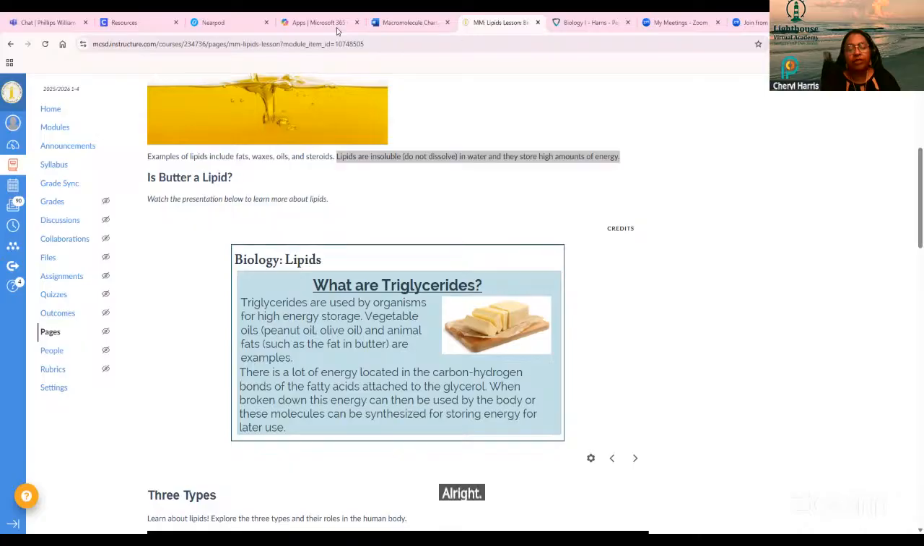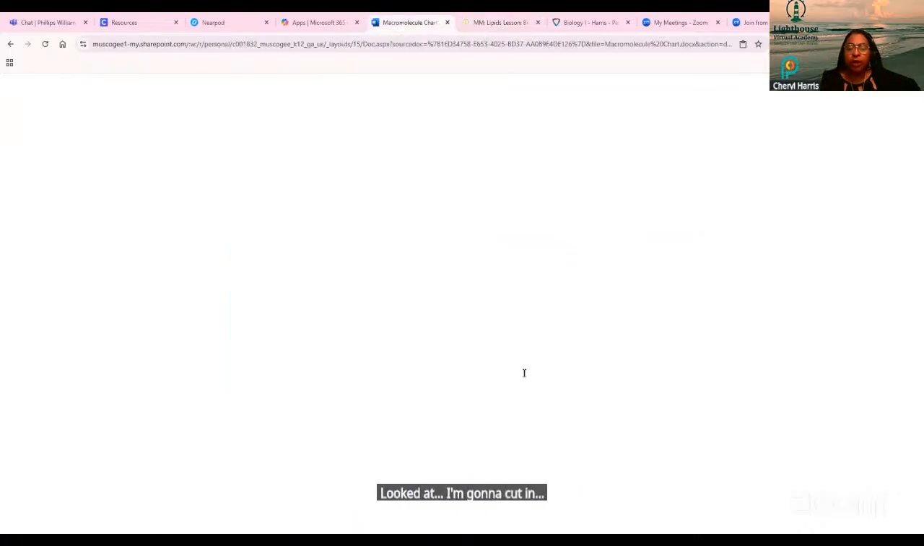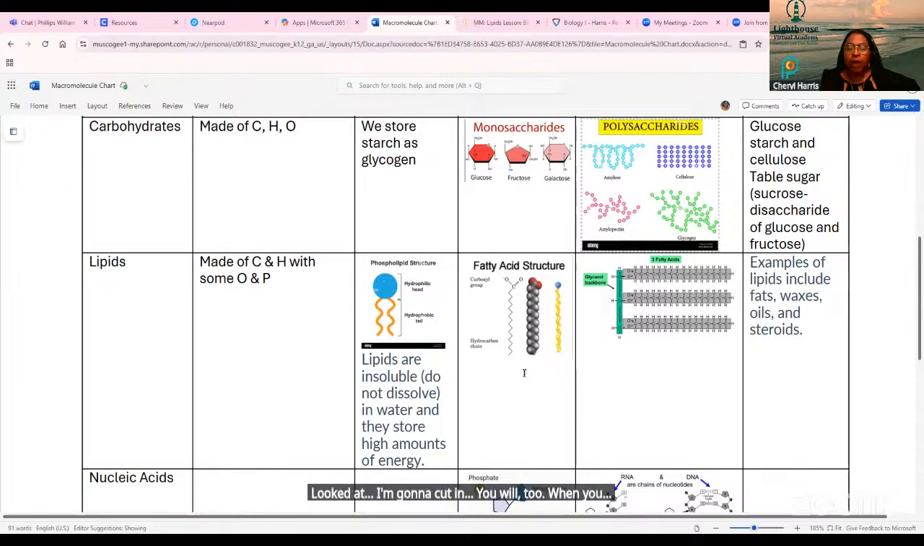All right, this next one. When we looked at the structure, a monomer is made up of something called a fatty acid molecule. Okay, and if we blew this up, it was mostly carbon, hydrogen, and it only has oxygen up here on the end, what they call the carboxyl group, and then long chains of hydrocarbons, meaning hydrogen.